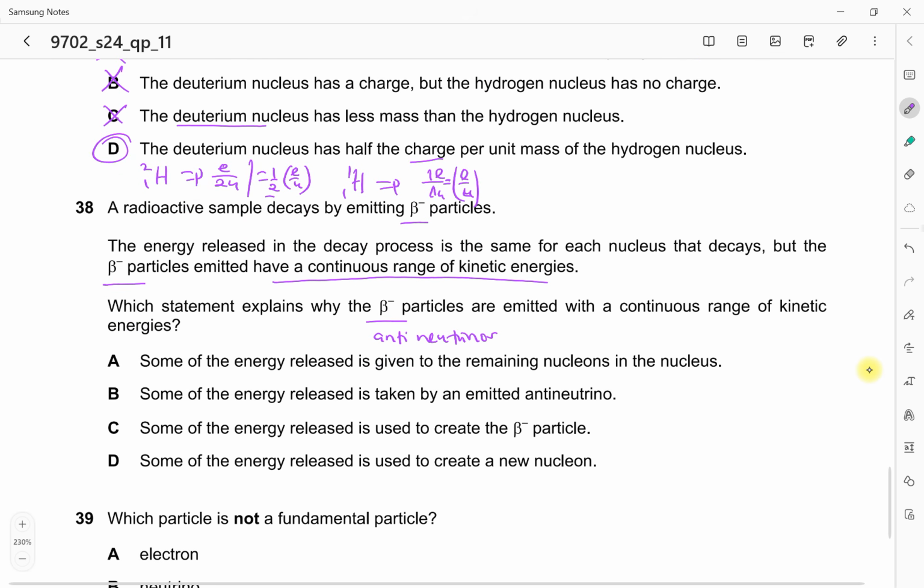Some of the energy released is given to the remaining nucleons in the nucleus. That's not true. Some of the energy released is taken by an emitted antineutrino. So the answer is going to be B.